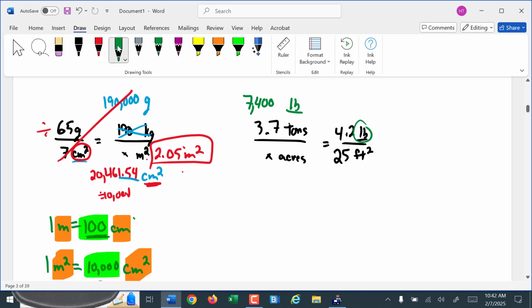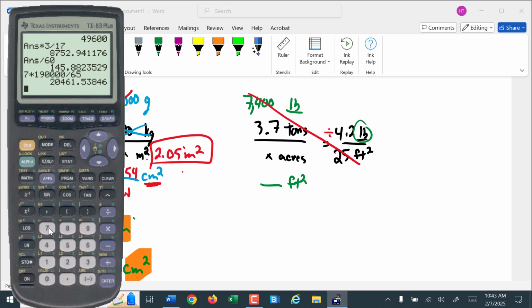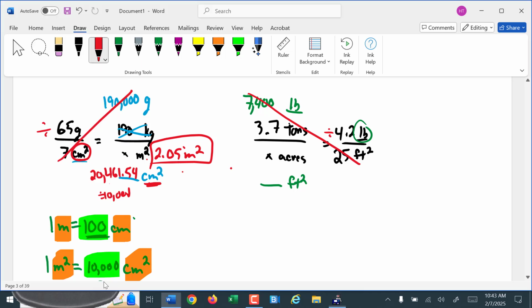So now, when we cross multiply and divide, what we're going to get down here is going to be square feet, and we'll have to convert it to acres later. So 7,400 times 25 divided by 4.2. We get 44,047.62.